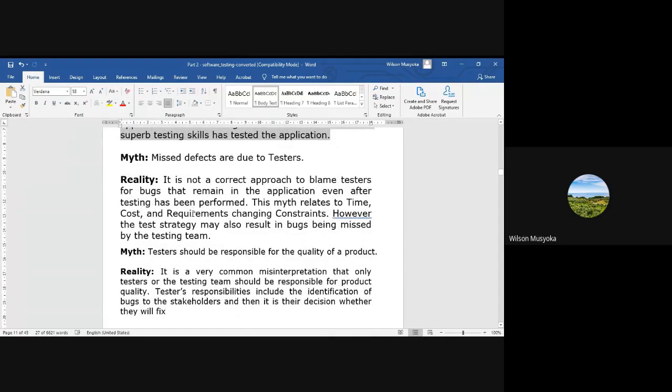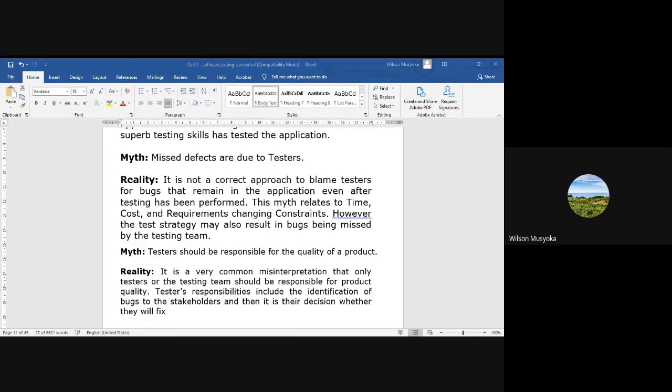Another myth is that missed defects are due to testers. It is not correct to say that testers are to blame for any error or bug that has been discovered in the system. This is because testing is constrained by time, cost, and requirements, and these three things keep on changing depending on where the software is being used, or the application area of that software. So it is impossible to say that the testers were not exhaustively able to test the system.